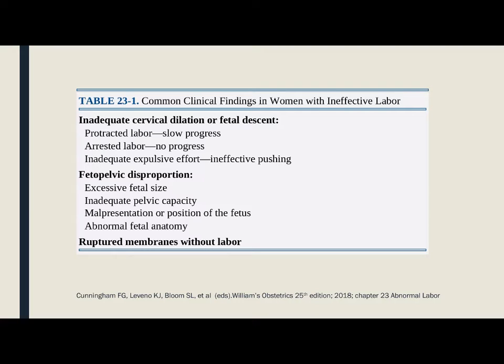Here are some common clinical findings in women with ineffective labor. Some would have inadequate cervical dilatation or fetal descent, secondary to protracted labor or slow progress of labor, arrested labor or no progress in labor, or inadequate expulsive effort secondary to ineffective maternal pushing. Some may have fetopelvic disproportion secondary to excessive fetal size, inadequate pelvic capacity, malpresentation or position of the fetus, or abnormal fetal anatomy. And some would have ruptured membranes without labor.